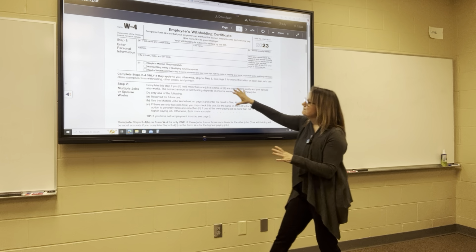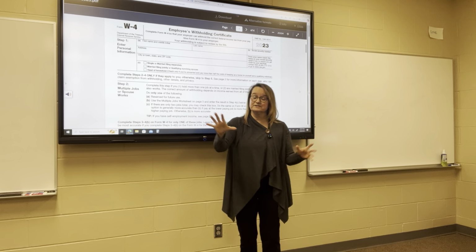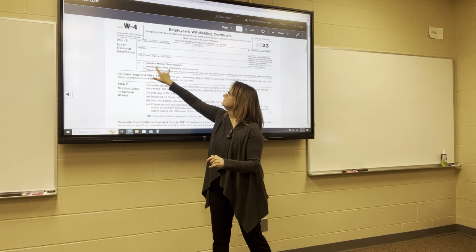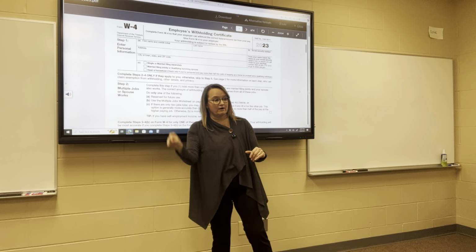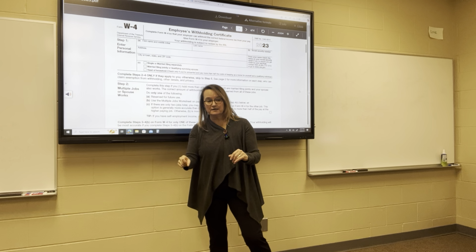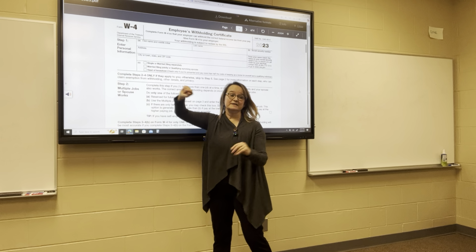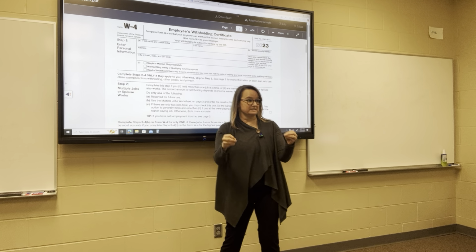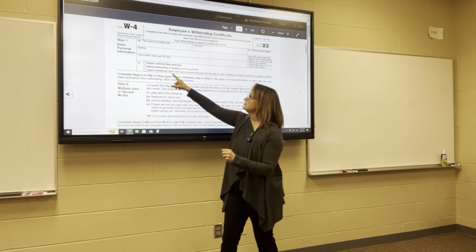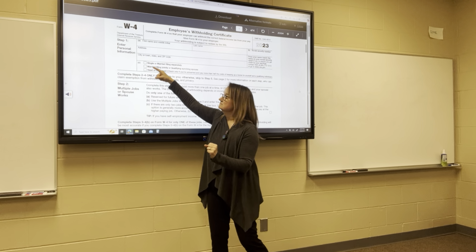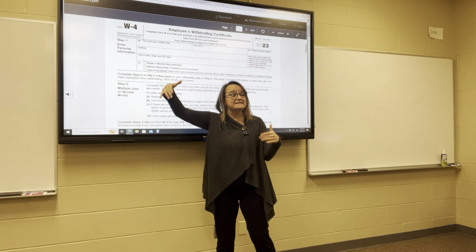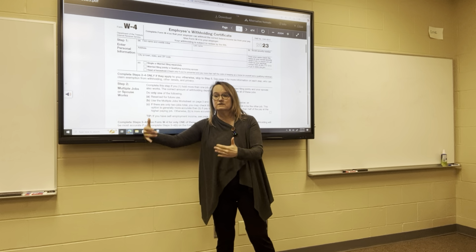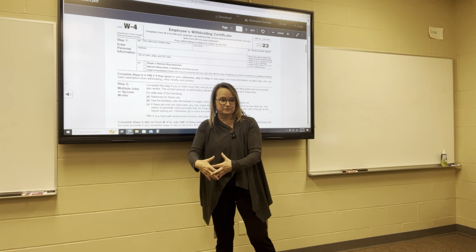But there are 5 filing statuses, and you can see 2 of them are grouped together. That's because in the calculations for federal income tax withholding, they're treated the same. So it's the same calculation, that same information. So we've got single, which is just that, single. Somebody is unmarried, and this is as of the end of the year, as of December 31st.